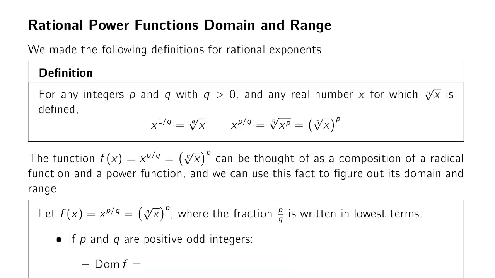We've defined these rational exponents, and based on these rational exponents, we can consider, for every rational number, a corresponding power function, f of x equals x to the power p over q, which we can think of as the composition of a radical function and a power function. We can use the composition to figure out the domain and range of these power functions.